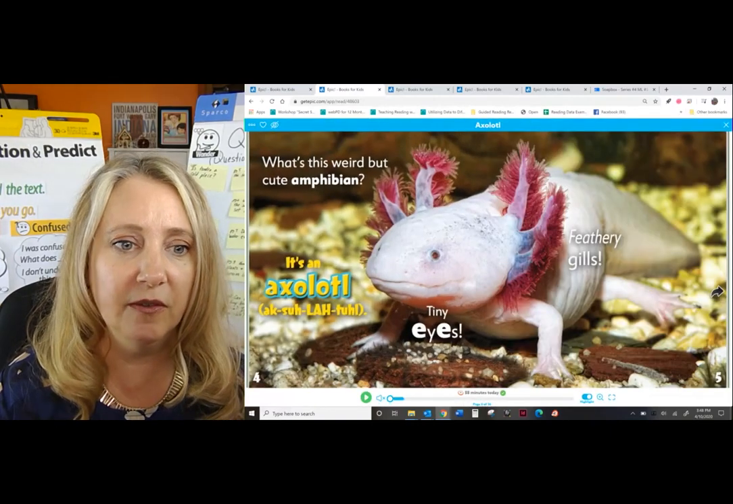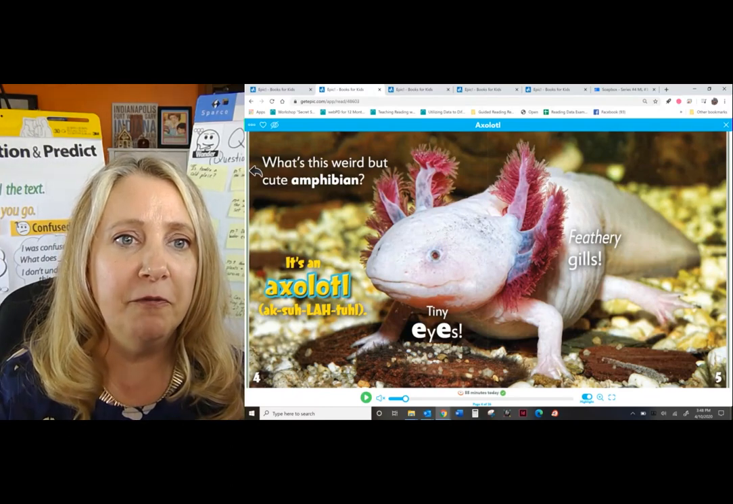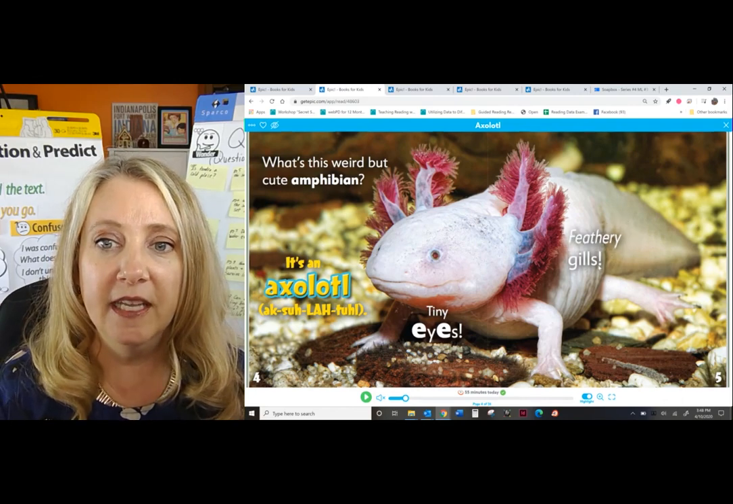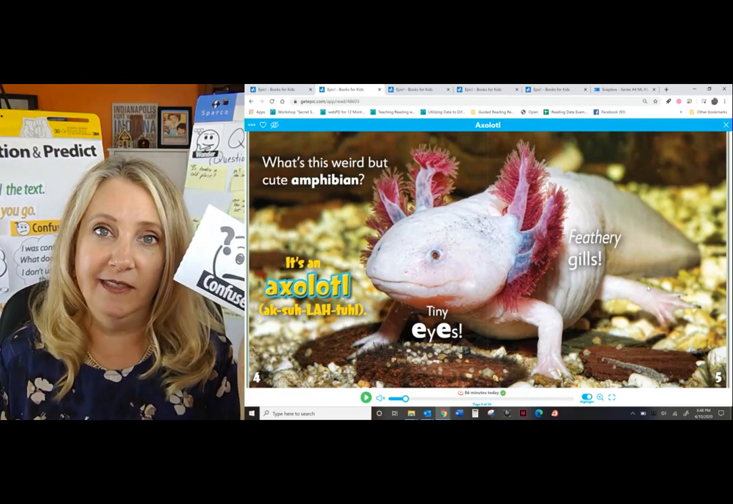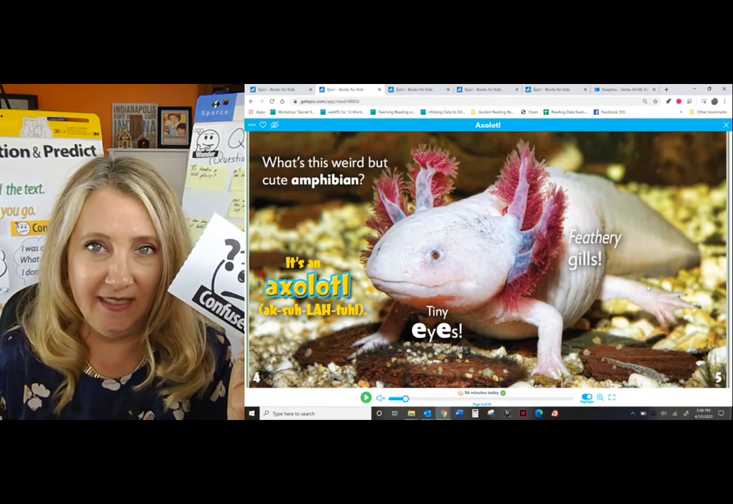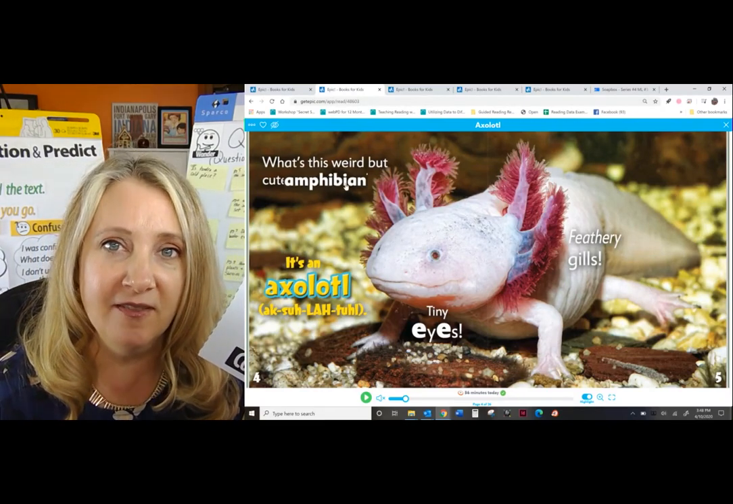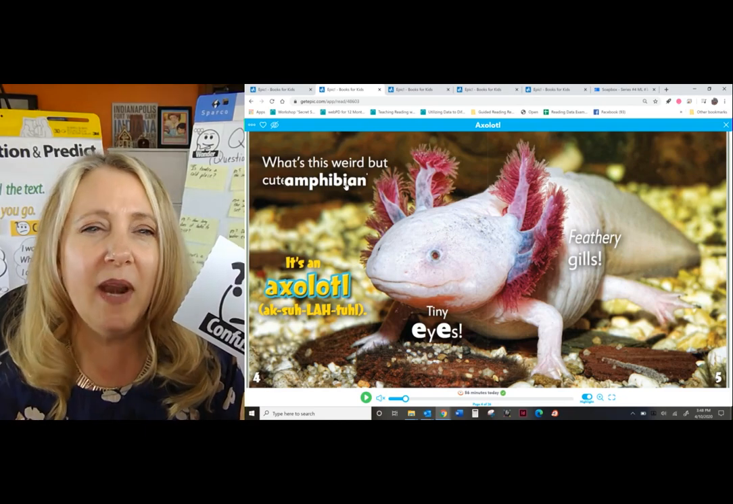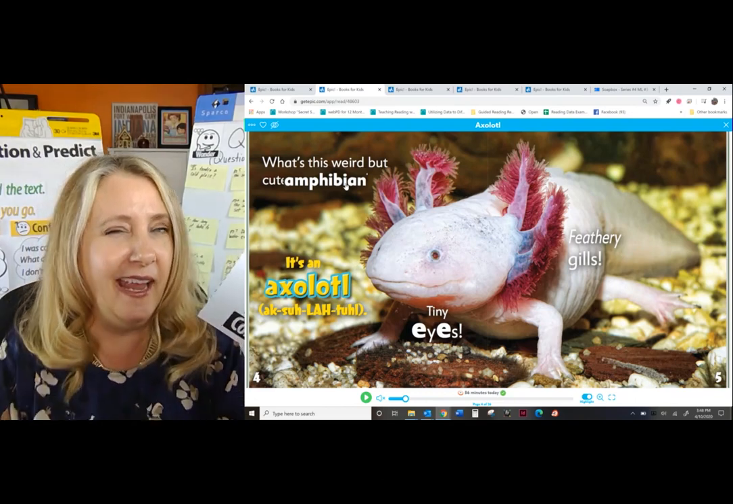Here we go. Ready? What's this weird but cute amphibian? It's an axolotl. Tiny eyes, feathery gills. And you know what? My thinking voice already said, what's that word mean? Did your thinking voice do the same thing? Was it on amphibian? Yeah. Amphibian? I've heard that word before. I know it has something to do with animals, but I don't really know what it is. Is that what your voice was saying too?